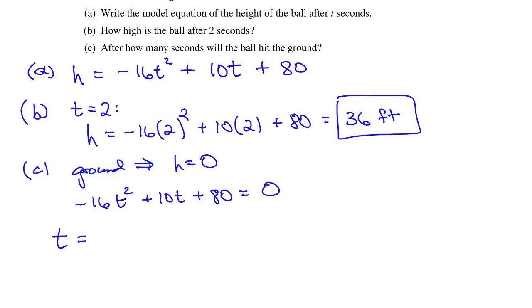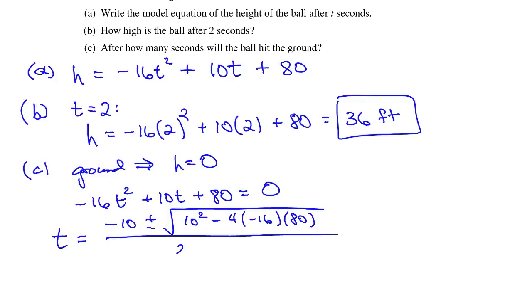T is equal to negative 10 plus or minus the square root of 10 squared minus 4 times negative 16 times 80, divided by 2 times negative 16. Work that out. One of the answers doesn't make sense. The other one is 2.570 seconds.